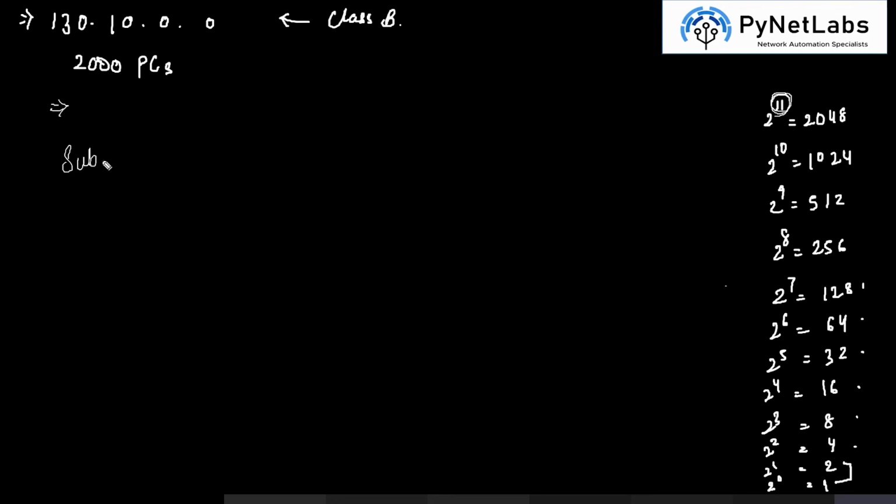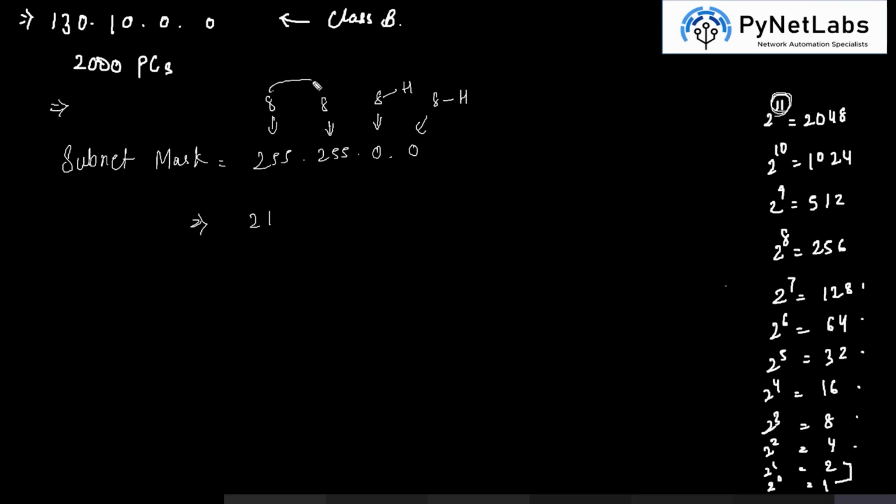So if we talk about the subnet mask, it is 255.255.0.0. In this case, 8 bits are being used here, then again 8 bits. Then we have 8 bits for host, and in this octet also 8 bits for host. However, now the modified case is 21 bits for network. In this case, 16 bits are already there. After that, we need 5 bits from this octet as a network part.